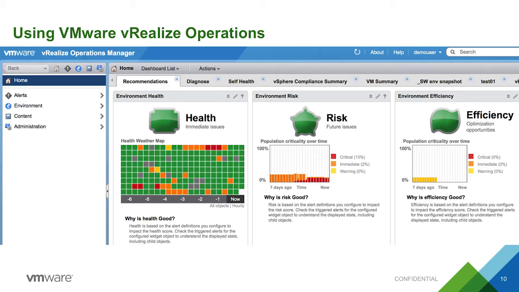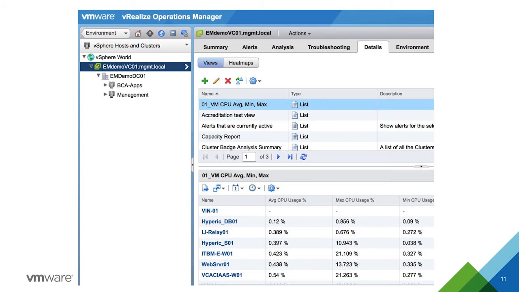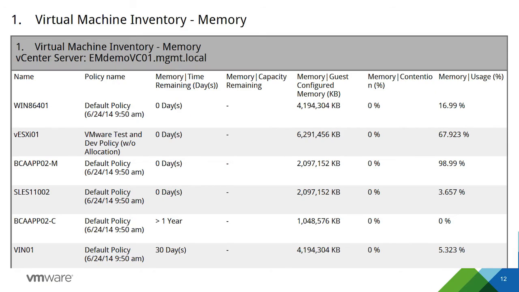It uses self-learning tools and predictive analytics to present the information that matters most for vCloud Air capacity sizing. Here we're looking at the overall health, risk, and efficiency of multiple vCenters in a large environment. Selecting a particular vCenter, we can quickly drill down to see the average CPU and memory percentages. But it's the reporting capabilities in vRealize Operations that offer the best possible information for vCloud Air sizing.